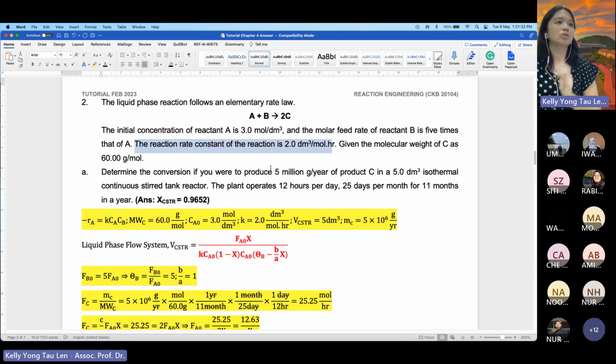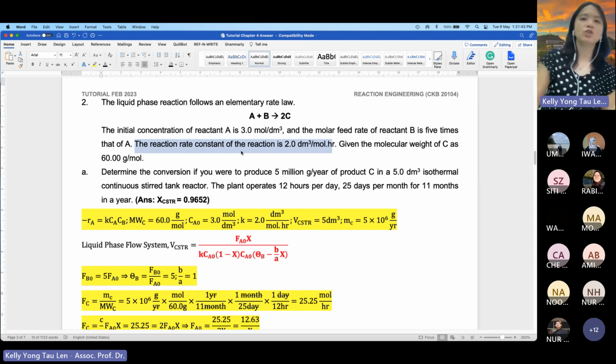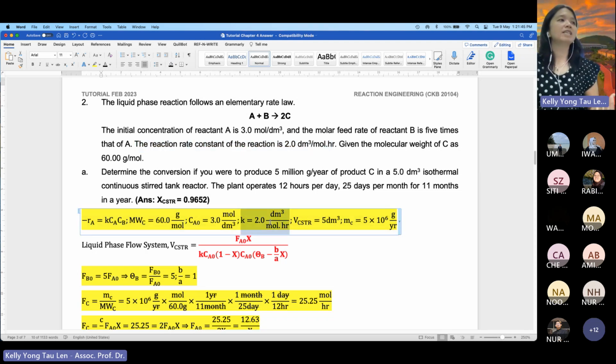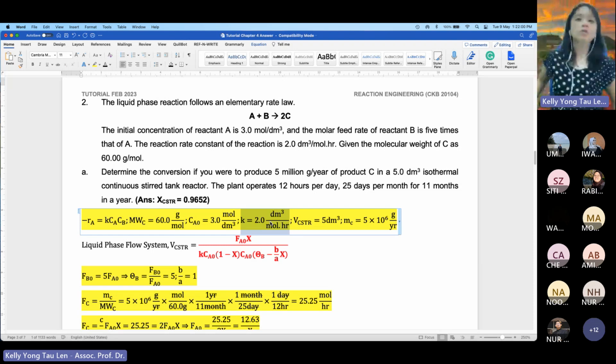So your K is 2. Okay, so dalam soalan ni, dia tak cakap nilai K ni pada suhu apa. But they say of the reaction. So you may safely assume this value of K is at reaction temperature. Okay, bila dia terus beritahu nilai K, dia tak cakap pada suhu apa, you can safely assume dia adalah nilai K pada suhu tindak balas. Maksudnya, saya tak payah cari nilai K yang baru, saya terus guna nilai K yang diberi.